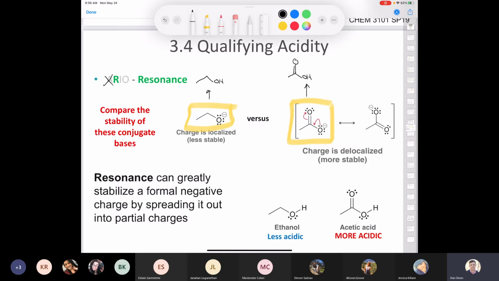Now, if you're like, well, Mr. Dion, I remember memorizing those from the table, or I saw them in table 3.1. Couldn't we have just used that? Sure, I guess so. I don't have any problem with that. But if you go back to that table, it's just proof. The pKa of ethanol was around 16, and the pKa of acetic acid was 4.75. We'll just call it 5. 4.75 and 5 are close enough.